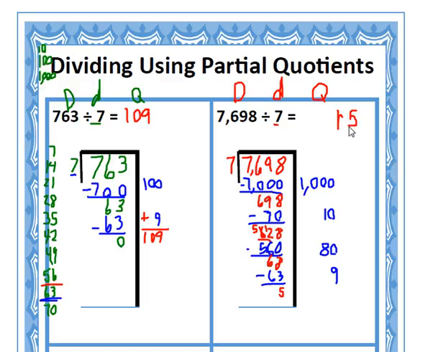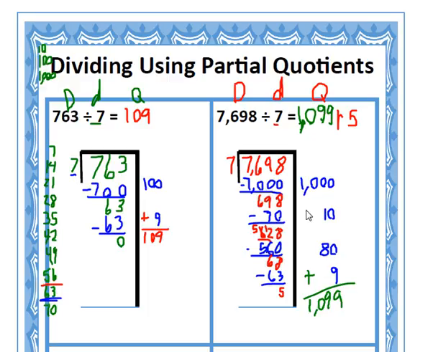So now what do we need to do? We need to add our partial quotients. 0 plus 0 plus 0 plus 9 is 9. 0 plus 1 plus 8 is 9. And then 0 plus nothing else is 0. Don't forget, that's where some people get trapped. They forget to add the 0 and nothing else. And then 1. So 1,099 with a remainder of 5. Okay? That is how we divide with partial quotients and then have a remainder.